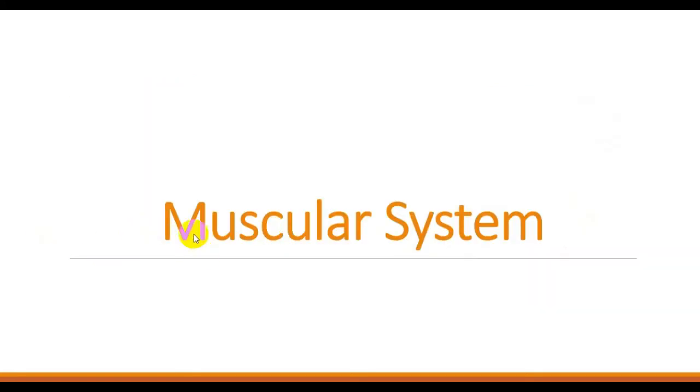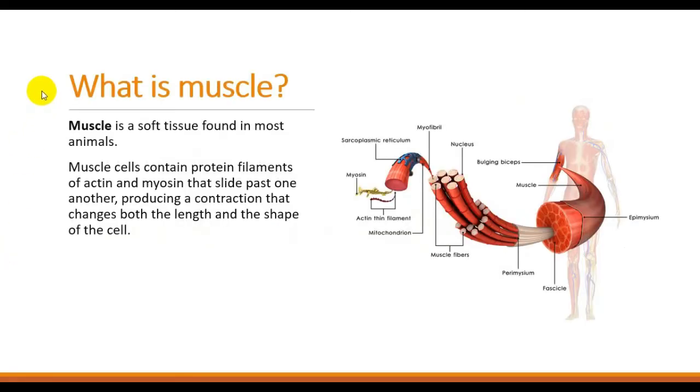Next part, the muscular system. Today we're going to talk about the muscular system. Let's start. First, let's see what a muscle is. Muscle is a soft tissue found in most animals.